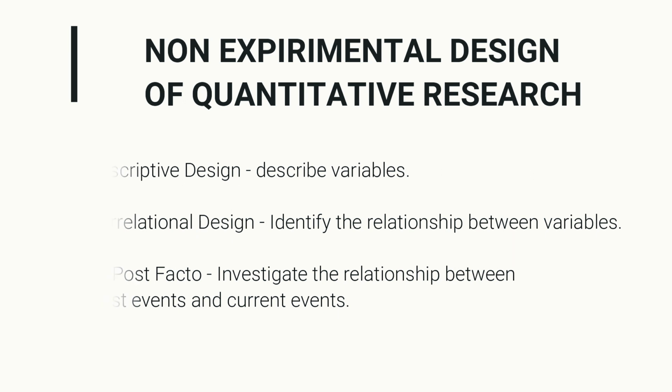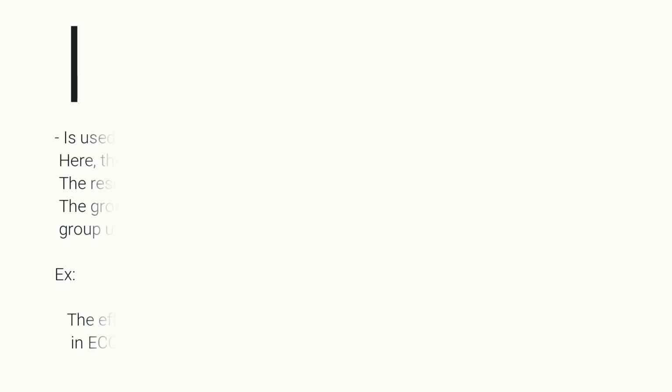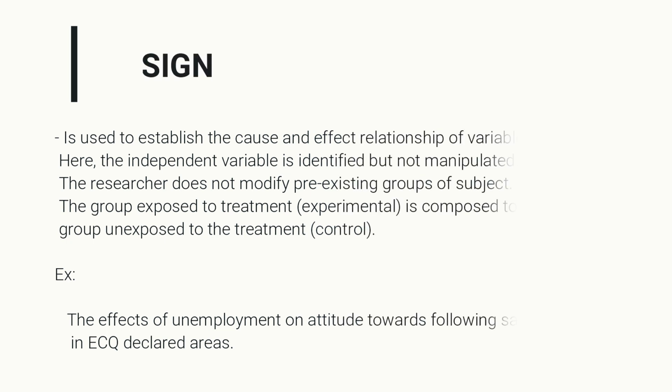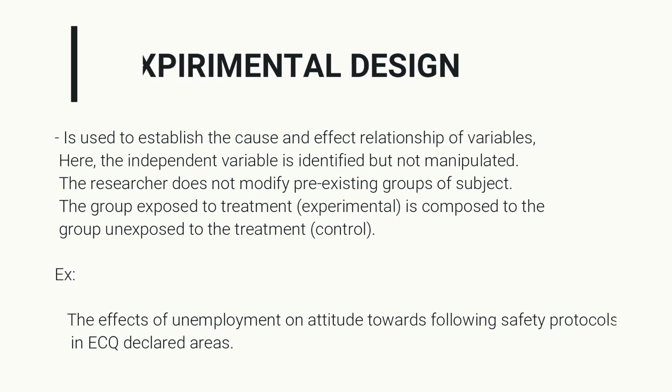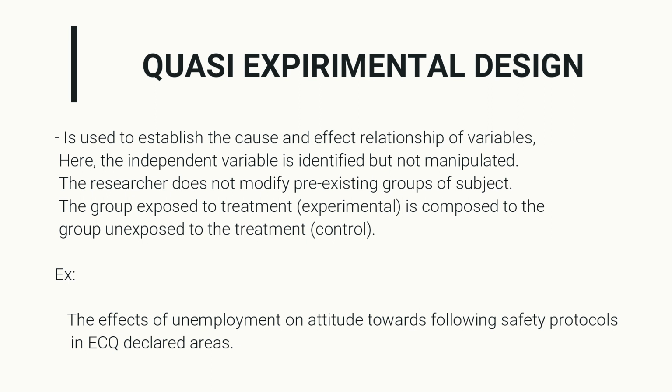So now we will be talking about the experimental designs of quantitative research. First, we have quasi-experimental design. A quasi-experimental design is used to establish the cause and effect relationship of variables. Here, the independent variable is identified but not manipulated. The researcher does not modify pre-existing groups of subjects. The group exposed to treatment, which is experimental, is compared to the group unexposed to treatment, which is control.